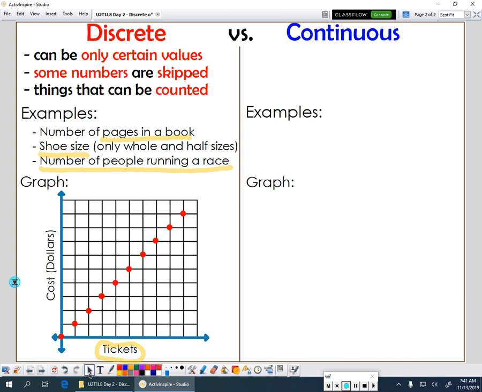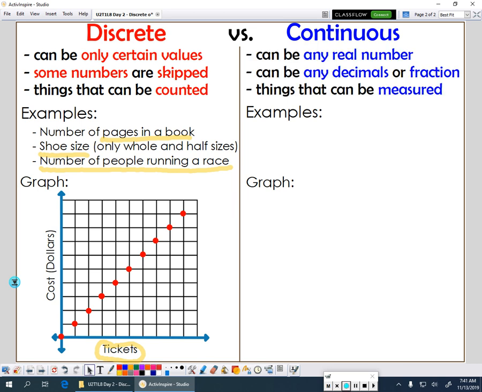Now a continuous function is a little bit different. A continuous function can be any real number. Continuous functions could include any decimal or fraction. And again, another guideline, not 100%, but a guideline: continuous functions are typically things that could be measured.